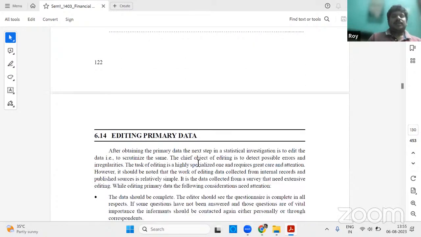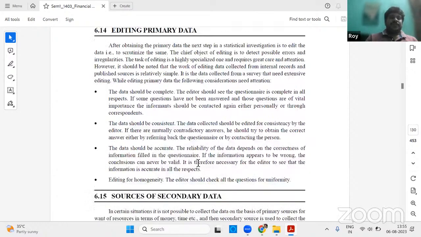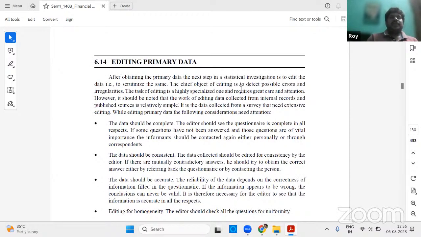Good. Now, editing the primary data. Once the primary data is obtained, the next step is the statistical investigation to edit the data, that is, to scrutinize the same.